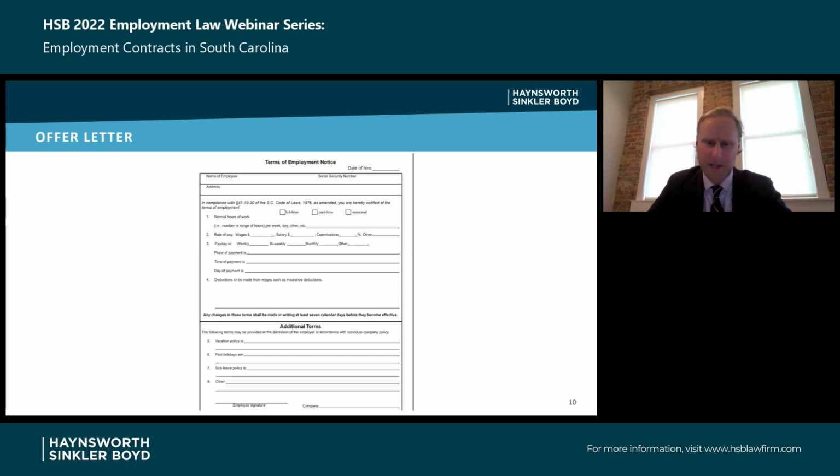You'll see this form also has additional terms down there: vacation policy, paid holidays, sick leave. Those are things that you typically see in an offer letter as well. Not necessarily mandated by law, but it is something that you would typically see. There is a line there for "other" for you to enter other information. But this form is a little bit rigid, which is why most of my clients don't use it.